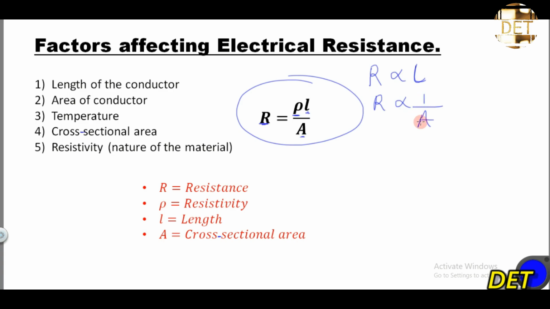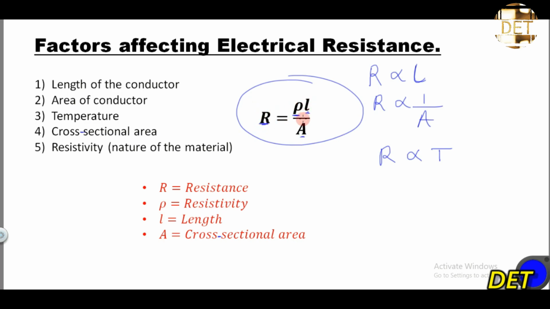Resistance is directly proportional to the length of the conductor, and the resistance is inversely proportional to the area of the conductor. Another important thing that you should know here is that resistance as well is directly proportional to temperature. This is very important. What it tells you is that as the temperature increases, resistance will also increase. As temperature decreases, resistance will decrease, right? So this formula is very important.